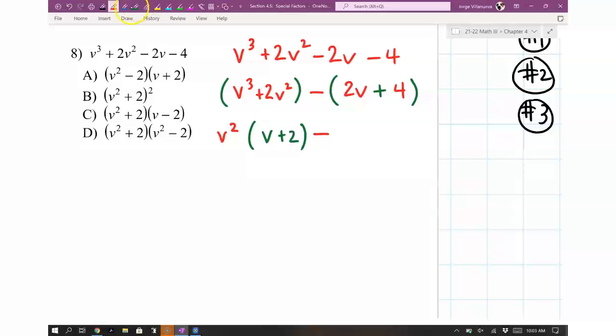A 2. So let me take that out. 2. And inside what's left is a v plus 2. Now you notice how the factored thing, I wrote it in green? I did that on purpose because what I want you to notice is they both ended up with the same factor. See that v plus 2? Both of them have that v plus 2.